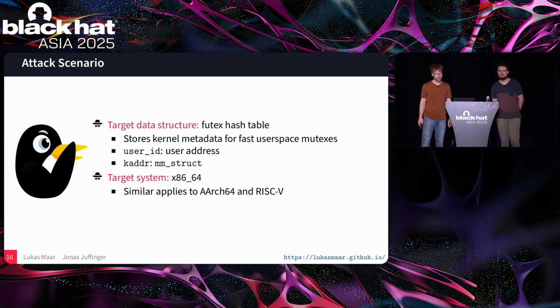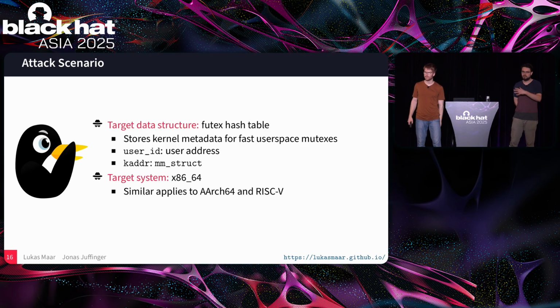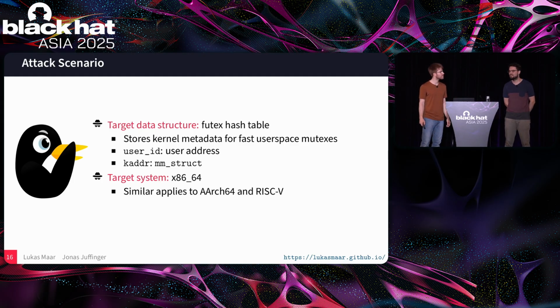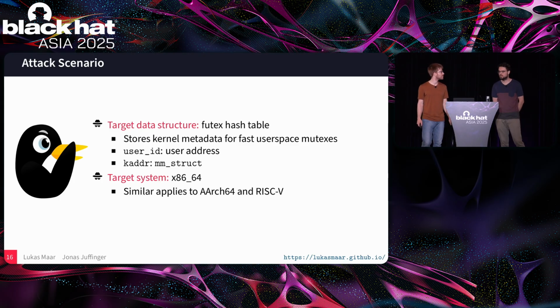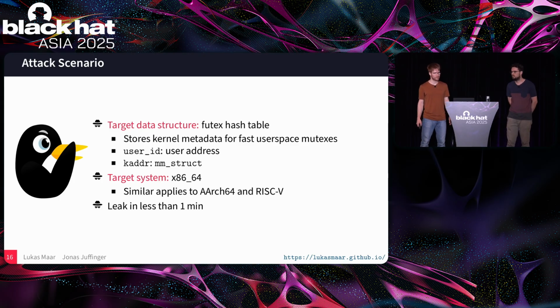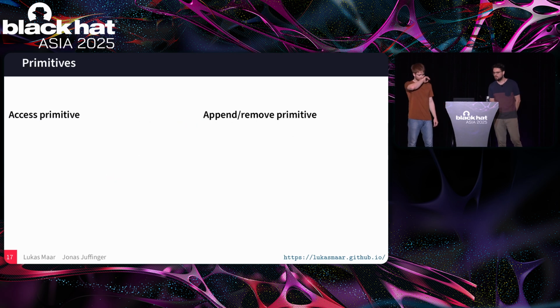We target x86 64-bit for this exploit now because this is a machine for x86 64-bit. But the same thing works on ARM and RISC-V and every other CPU as well, because all the leakage happens only in software, and except for the caches, we don't use any hardware for our side channel. And then the leak takes less than a minute, as you will see soon.